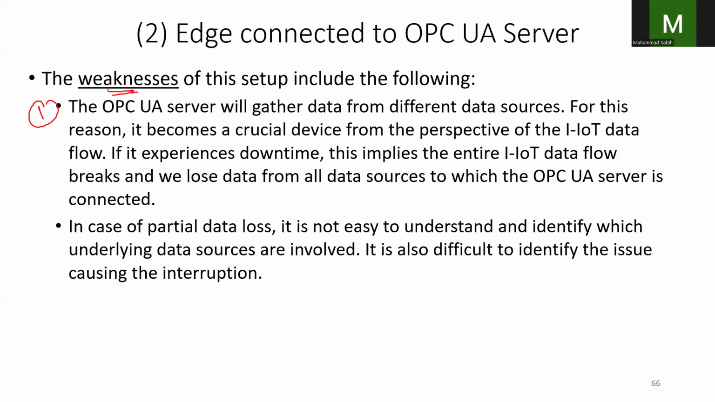The first weakness is that the OPC UA server acts as a central node, collecting all the data from many sources. So if that server goes down, the entire IIoT data flow breaks down.